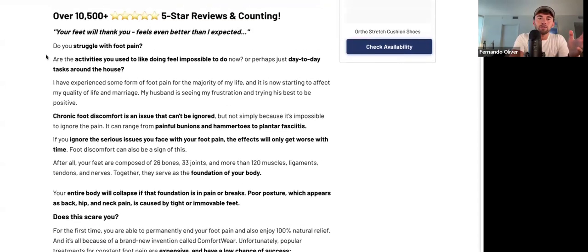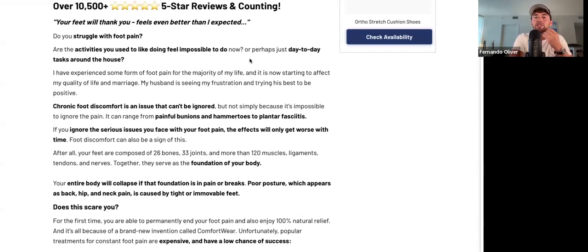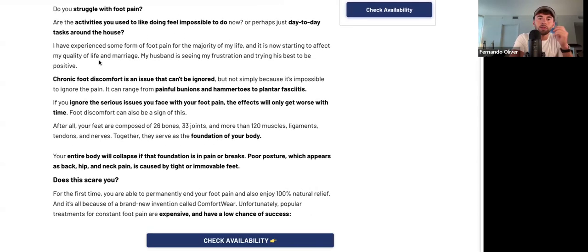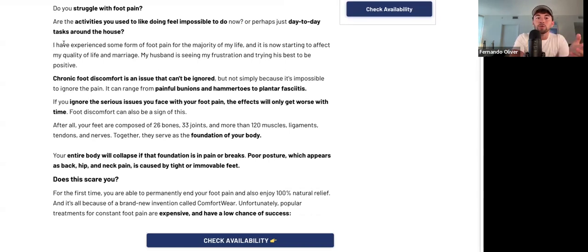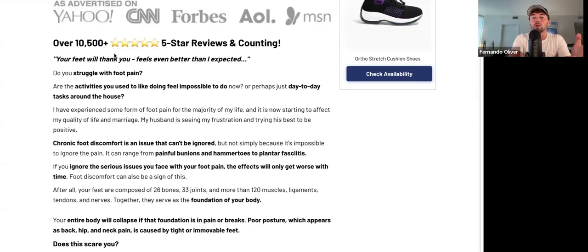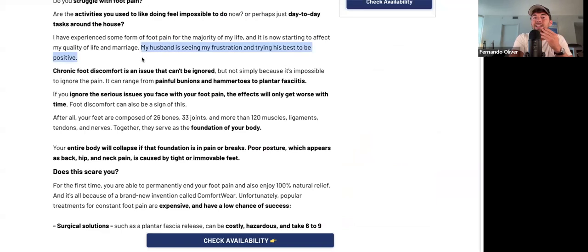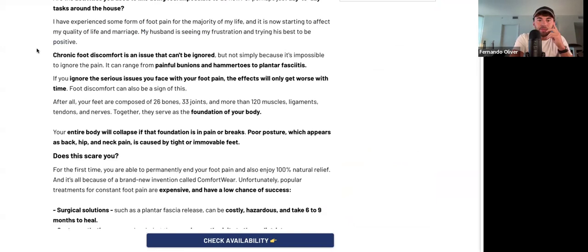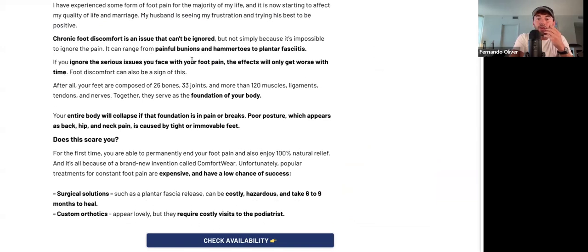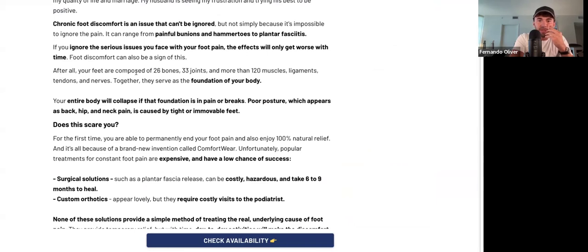So it's a similar structure. Do you struggle with pain? They agitated: are the activities you used to like doing feeling more impossible? It is also a first person perspective. I've experienced pain, and this is targeted towards women, as you can see from the three women here. In the rest of their testimonials, it's women, and then it's identifying: my husband is seeing my frustration and trying his best to be positive. So they're going after women 60 plus on native and taking this pretty straightforward approach. It's an issue that can't be ignored, so building some urgency. And if you ignore it, the effects will only get worse over time. Specific information.